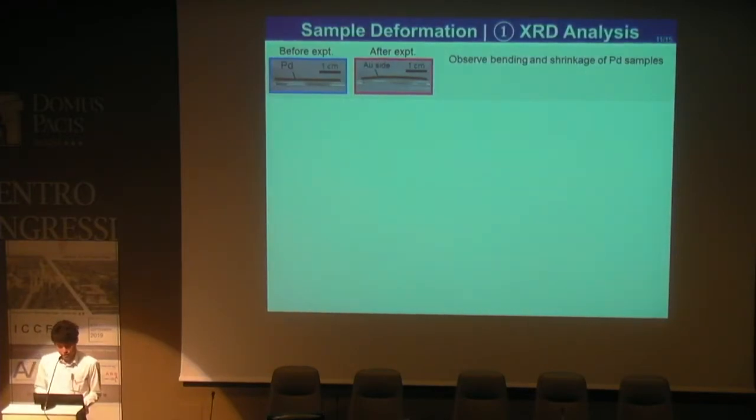In the next 3 slides, I'll discuss sample deformation. When comparing before and after experiments, we found bending and shrinking of palladium samples. Therefore, we measured XRD. In addition, we calculated potential by embedded atom methods and density functional theory.